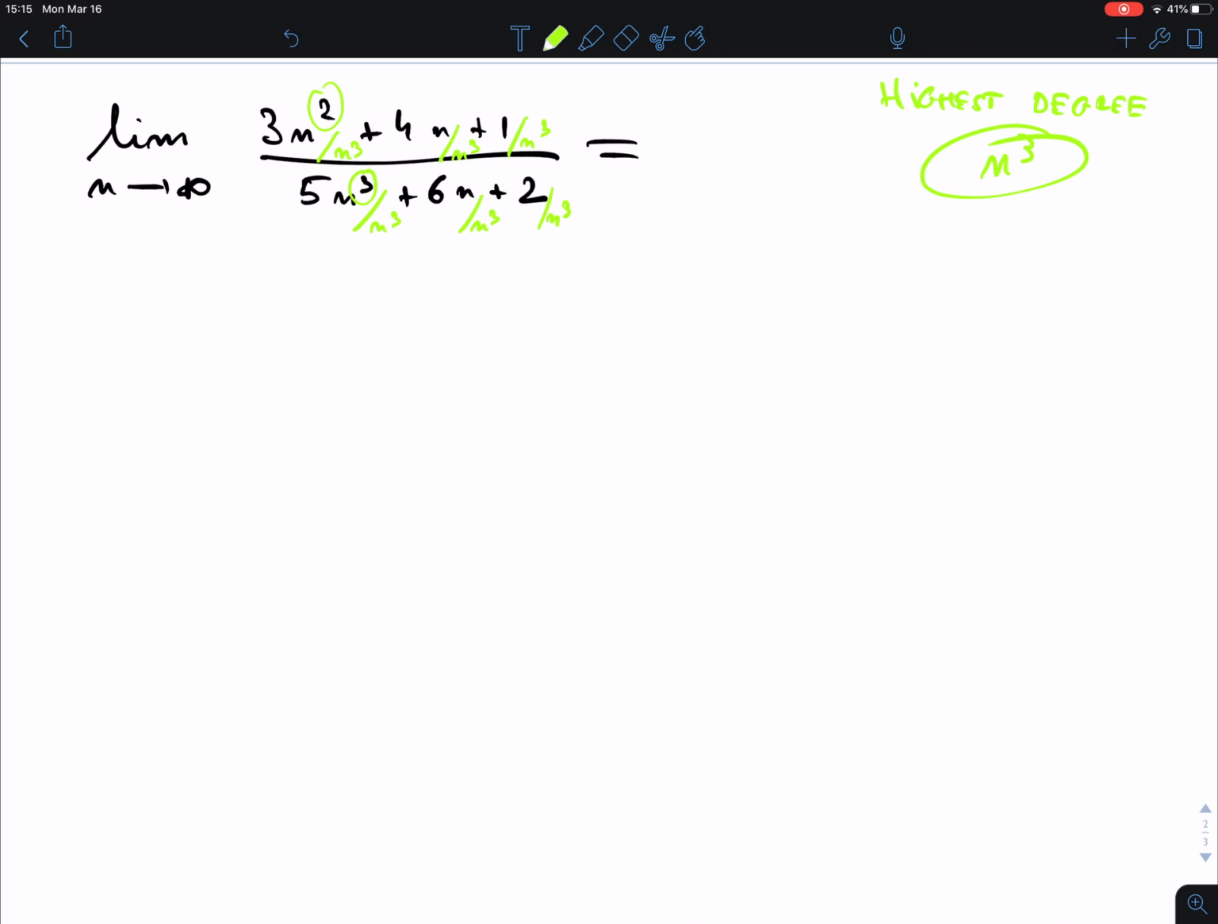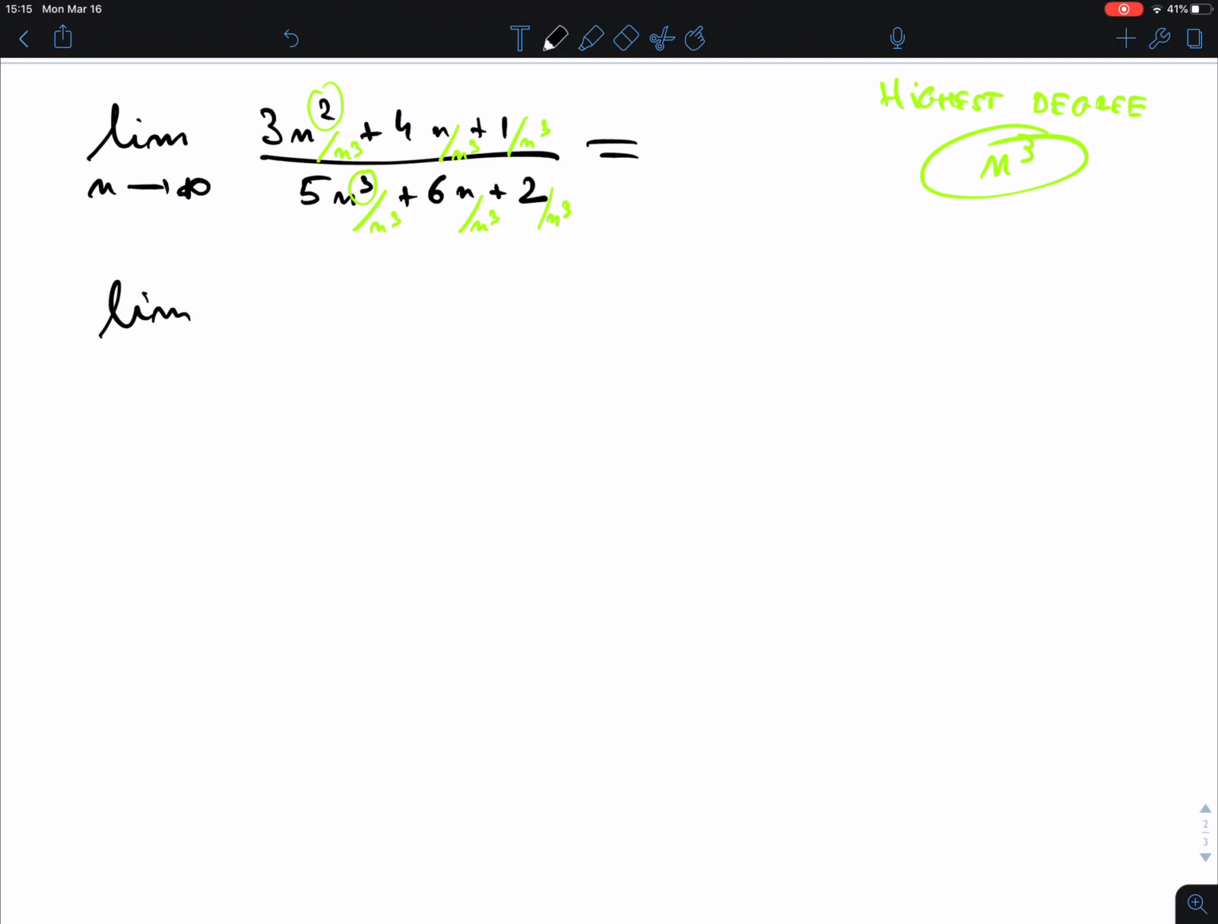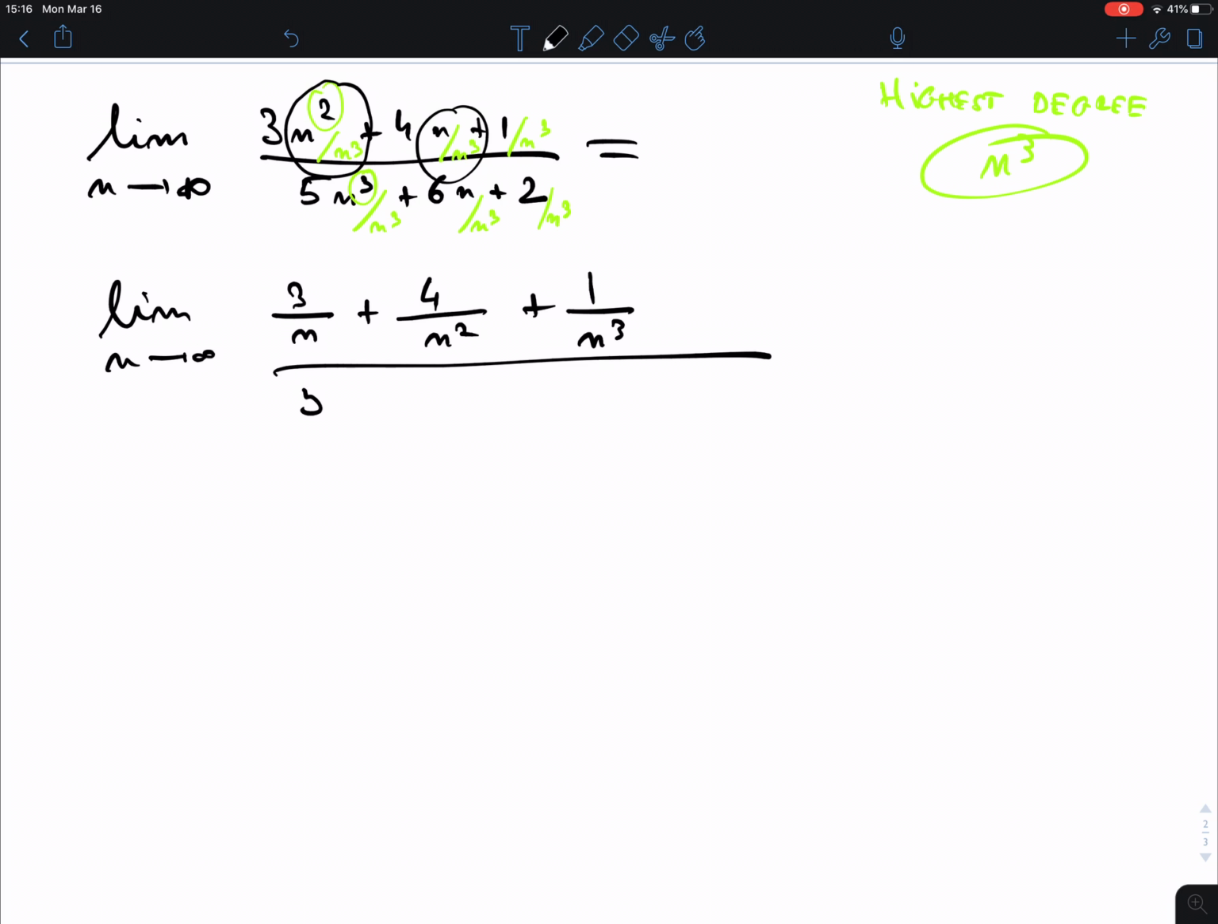When you do this kind of calculation, do not skip a step. It's when you skip steps that people start making mistakes left and right. So just do it the way I do, step by step: divide everything by n cubed, then simplify. That's the limit for n going to infinity. If you divide n squared by n cubed, there's an n left in the denominator. The next one simplifies to 4 over n squared, and the last one is just 1 over n cubed.